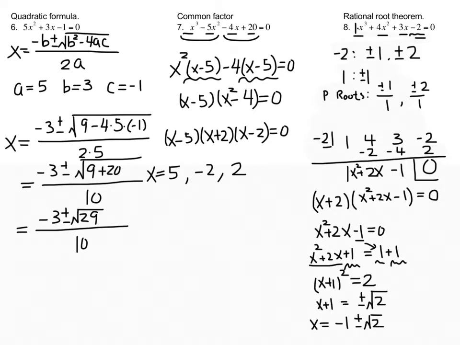So how many roots do we find? -1 plus square root of 2, -1 minus square root of 2, and then don't forget our very first one, x equal to -2. So 3 roots, because our given function is a cubic, x raised to the third power.